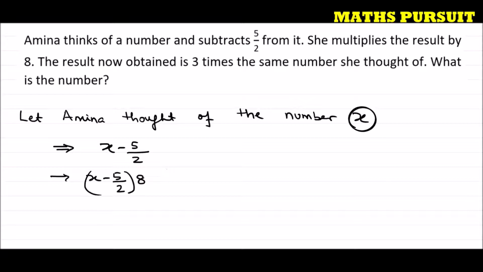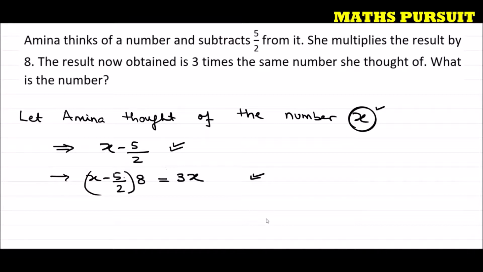The result now obtained is 3 times the same number she thought of. So if we solve this, we are getting 3 times of the same number she thought of. That means 3 times of x, because originally Amina thought of the number x. Now she subtracts 5 by 2 from it and multiplies the result by 8. So (x minus 5 by 2) into 8 is equal to 3x. This is what we got. Hope you are understanding whatever I am telling here. What we got is (x minus 5 upon 2) into 8 is equal to 3x.